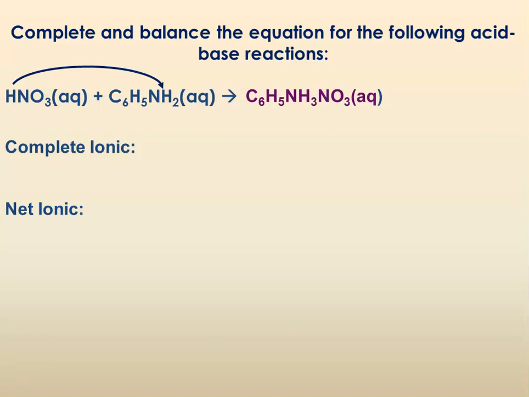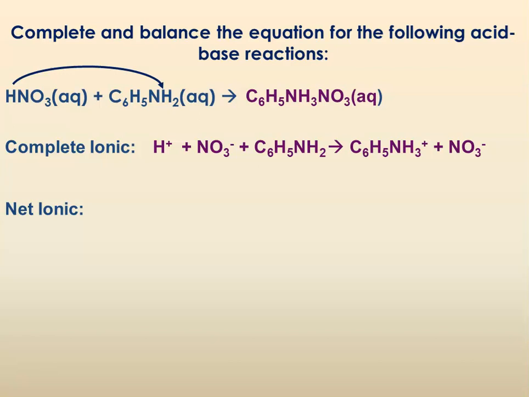When I look at my complete ionic, I see that I have a strong acid at the beginning that's in aqueous form. So I know that I can separate that compound into its respective ions. But I know weak bases are weak electrolytes and they do not dissociate. So C6H5NH2 is going to remain as a molecule. We talked about how nitrates are always soluble, and so because they're always soluble, they're going to be a strong electrolyte. And so that salt that formed on the product side will separate into its respective ions.